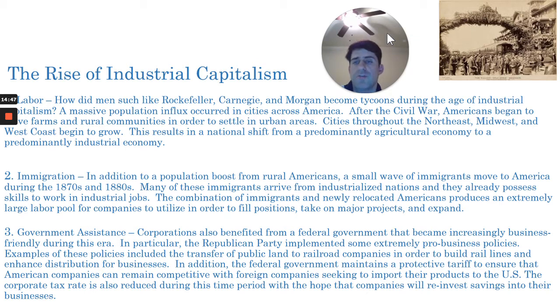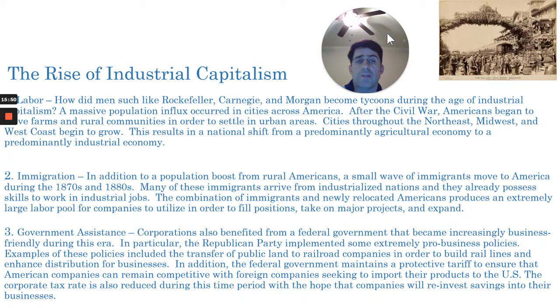In addition to rural Americans moving to cities and urban areas in droves, there was a wave of immigrants who moved to America during the 1870s and 1880s. Many of these immigrants came over to the U.S. from industrialized nations in Europe. The Industrial Revolution in Europe took place decades before it took place in America, in the late 18th century and early 19th century. So many of these immigrants that came over to the U.S. during this time already had the skills to work effectively in industrial jobs.